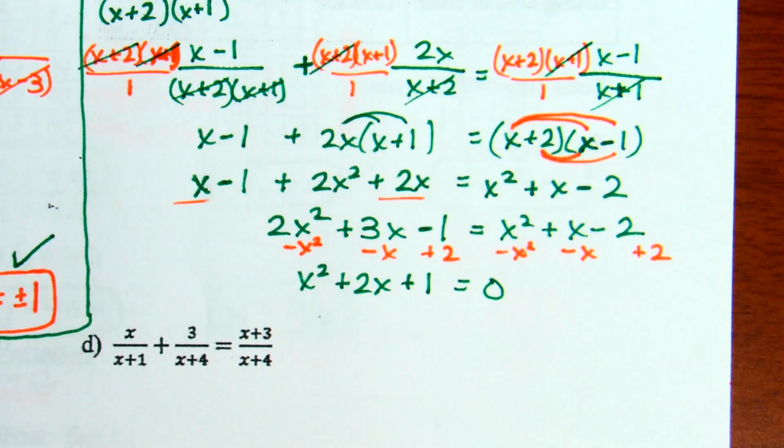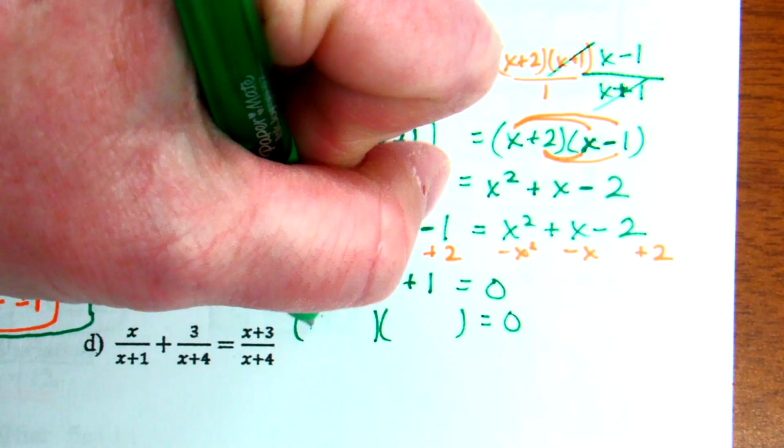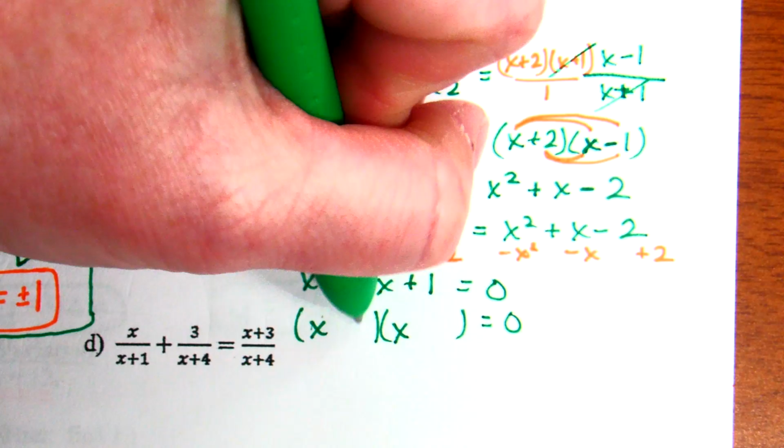And when we do that, we factor it into 2 parentheses. x squared breaks into x and x. What about these numbers? Multiply to be 1, add to be 2. Multiply to be 1, my only options are 1 and 1. If it multiplies to be positive and adds to be positive, everybody's positive.